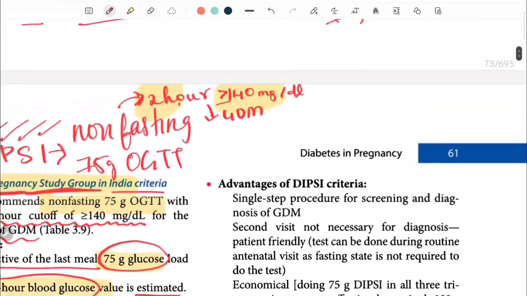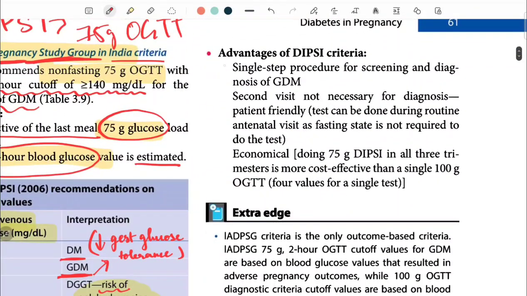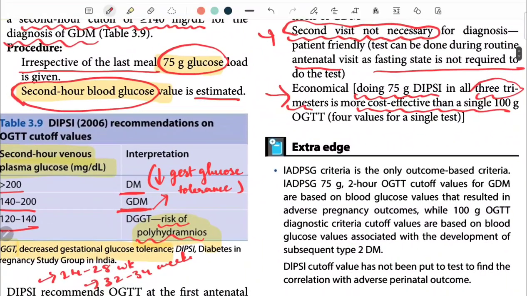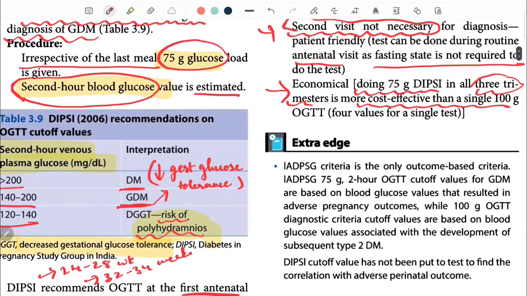So what are the advantages of DIPSI criteria? It is a single step procedure for screening and diagnosis of GDM, and the second visit is actually not necessary for the diagnosis. It is patient friendly. Tests can be done during a routine antenatal visit, as a fasting state is not required. The economic loading dose is just 75 grams in DIPSI in all 3 trimesters, and it is much more cost effective than a single 100 gram OGTT, which requires 4 values for a single test.